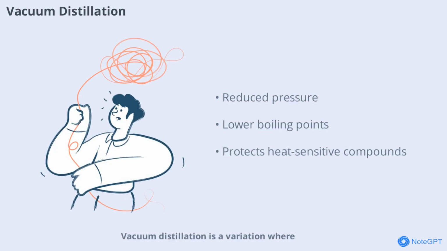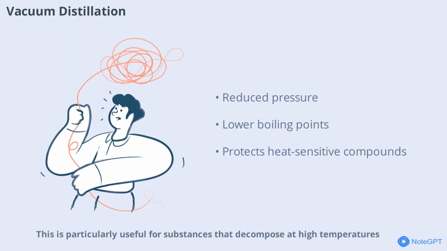Vacuum distillation is a variation where the pressure above the liquid is reduced, lowering the boiling points of the components. This is particularly useful for substances that decompose at high temperatures. By distilling under reduced pressure, chemists can purify heat-sensitive compounds without causing them to break down, making this technique invaluable in organic chemistry and pharmaceuticals.